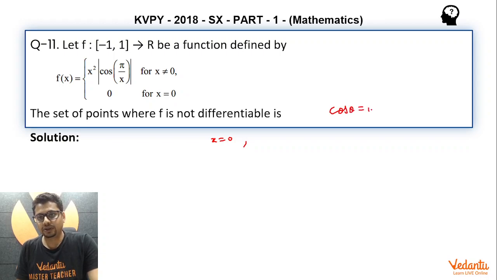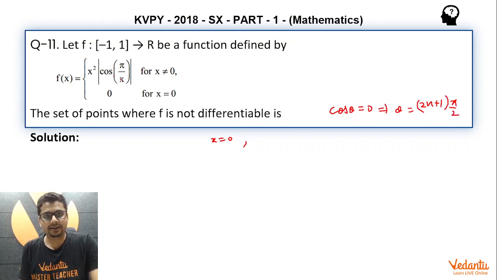Cos theta becomes 0 when theta is an odd integral multiple of pi by 2. So here I can say theta is pi by x. So x essentially you may say is of the form 2 by 2n plus 1, where n is some integer.